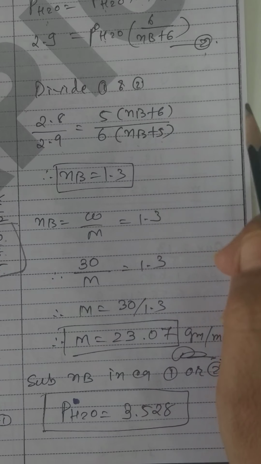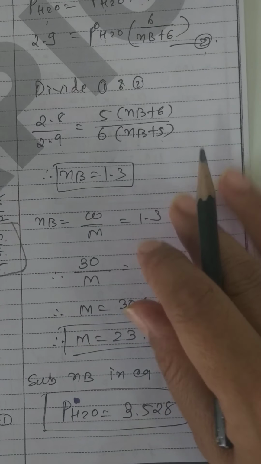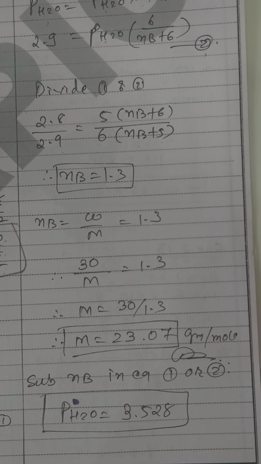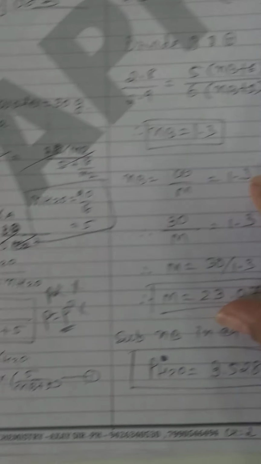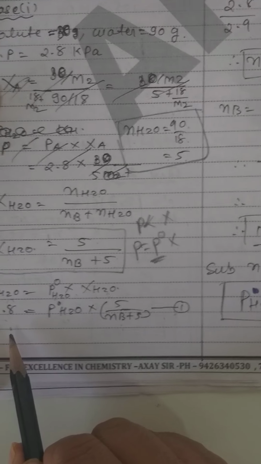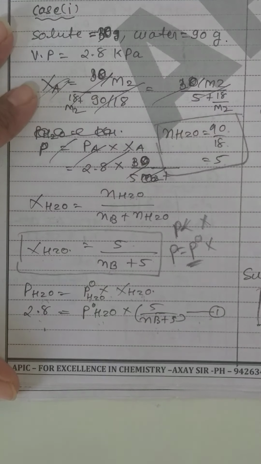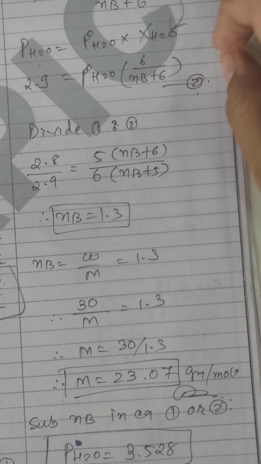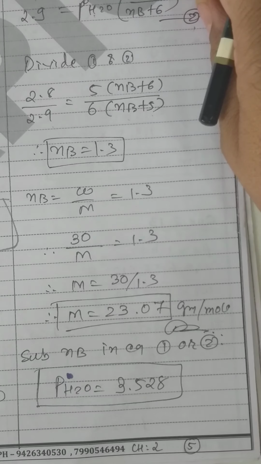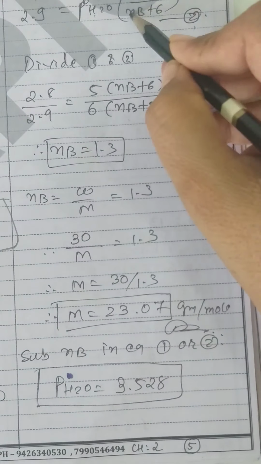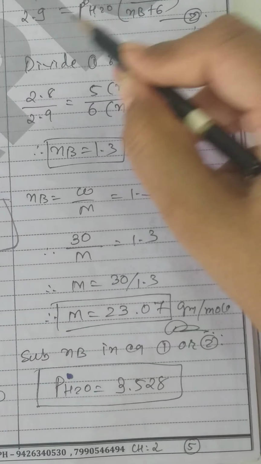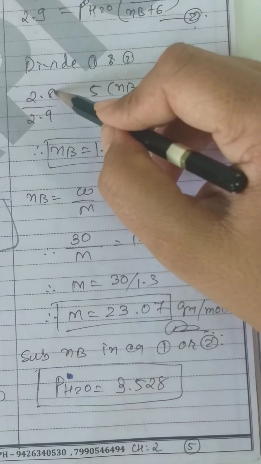How? Divide equation number 1 and 2. See equation number 1. Revise the video. Check it; I will take a break so that you can check. Equation number 1 is 2.8 into P naught H2O plus 5 upon Nb plus 5, and equation number 2 is 2.9 into P naught H2O upon 6 upon Nb plus 6. So when we divide equation number 1 by 2, we get 2.8 upon 2.9.